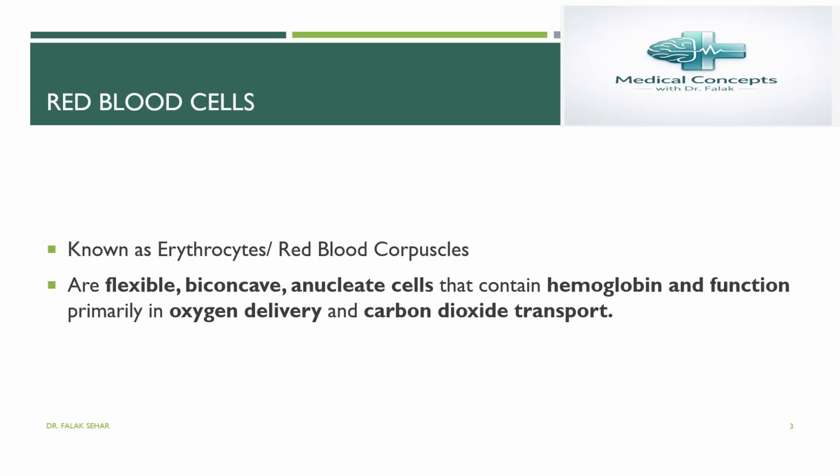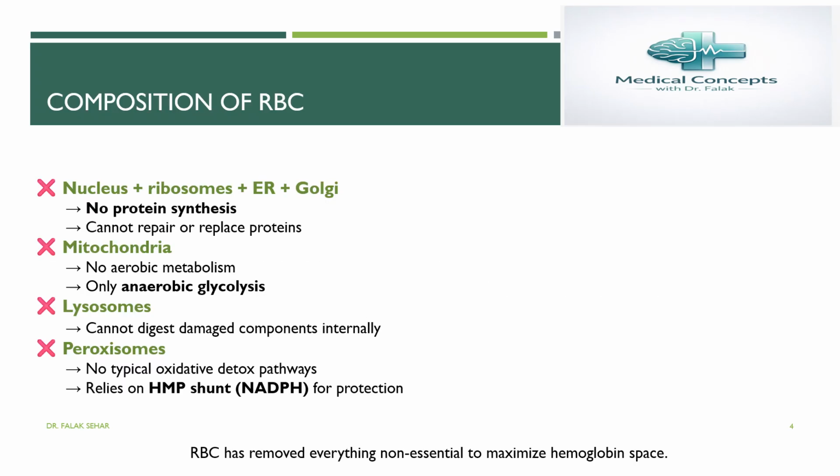Red blood cells are flexible, biconcave, anucleated cells that contain hemoglobin, and their main function is to deliver oxygen and carbon dioxide. In this slide, we are looking at the composition of a red blood cell, and one key idea you should keep in mind is that red blood cells are highly specialized by losing many of their organelles.